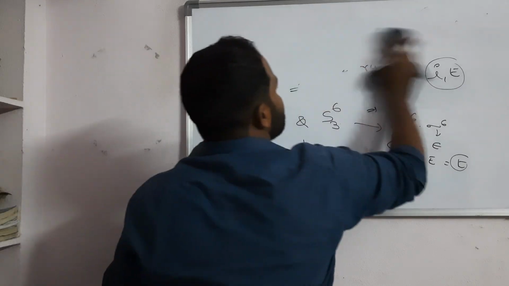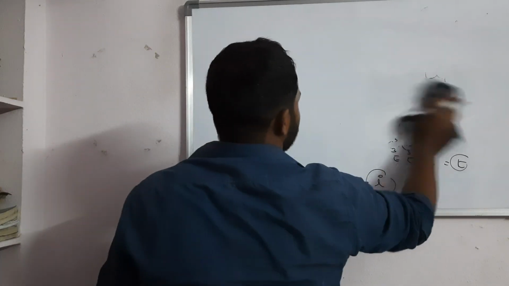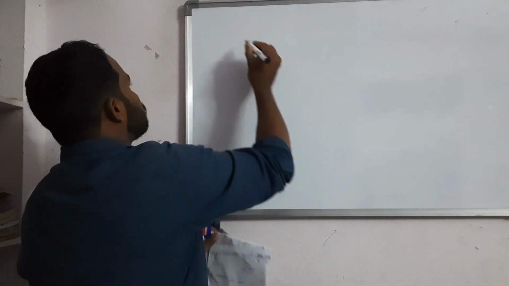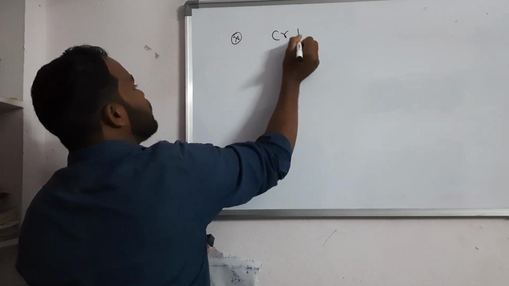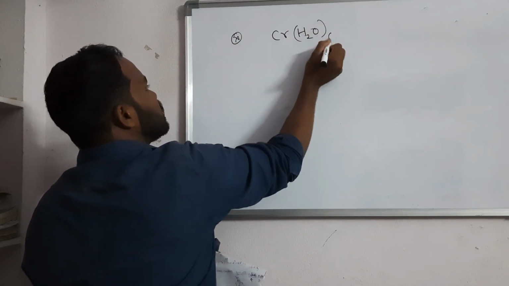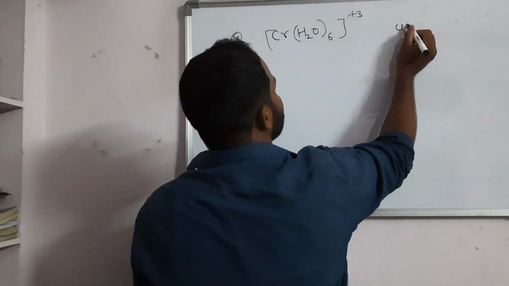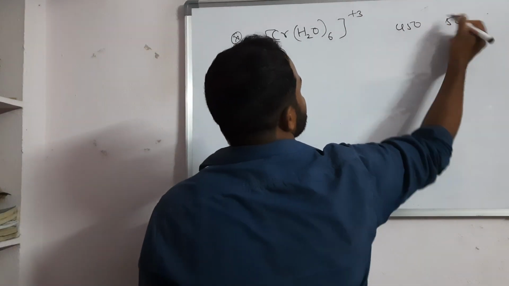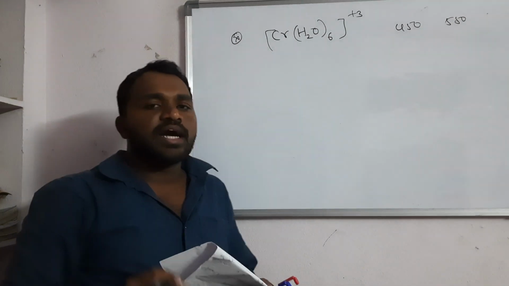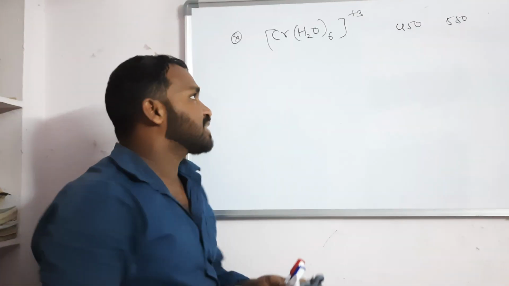Next question. Chromium H2O taken, try 6, charge plus 3. They given values 450 and 550 nanometers, and asked which corresponding bands these represent.